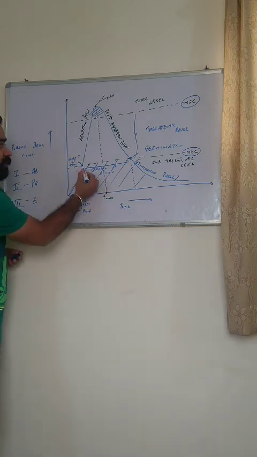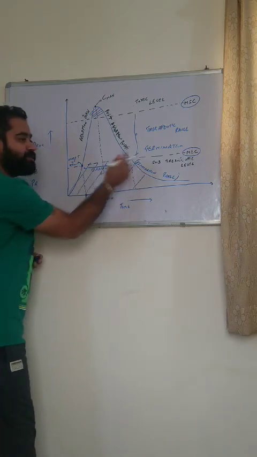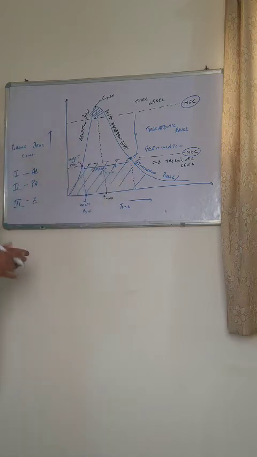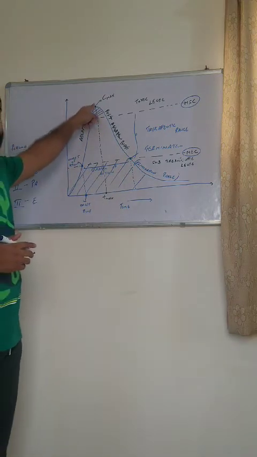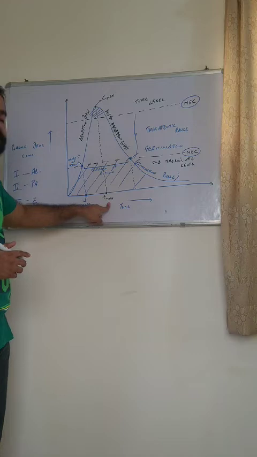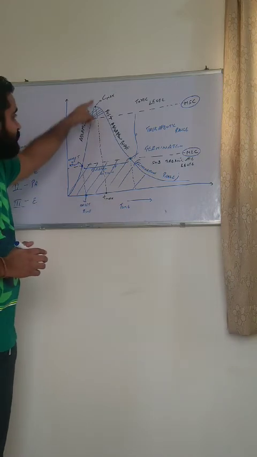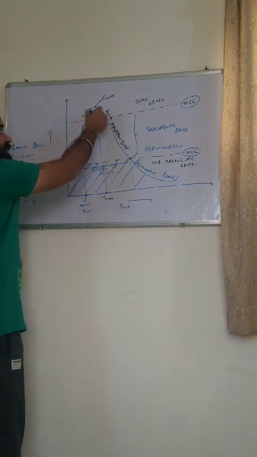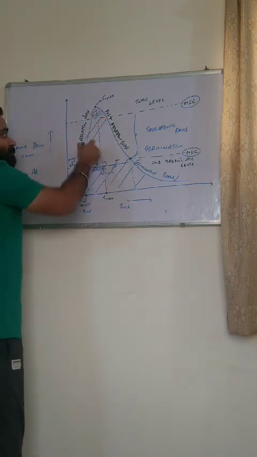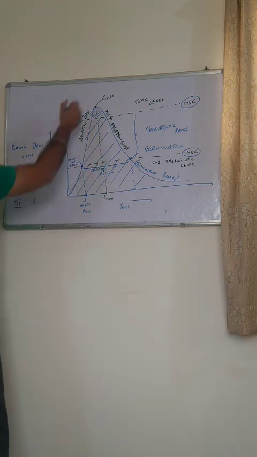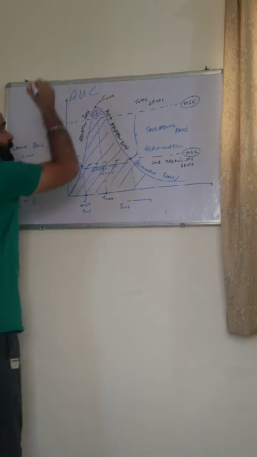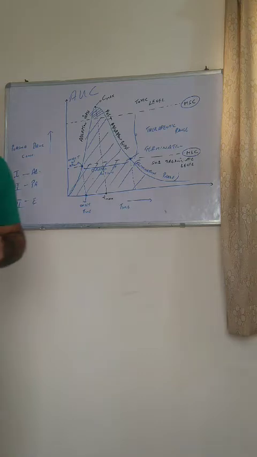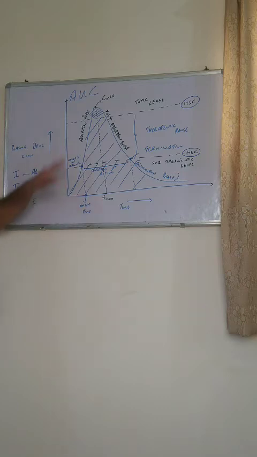This point is the onset of action, this is the termination of action. The difference between them is the duration of action. Cmax is the maximum concentration. This is the Tmax, the time required to achieve the Cmax. Now, this whole area is called the AUC. AUC is the area under the curve, which is the most important parameter to determine the bioavailability of a drug. Now, how can we determine the AUC?